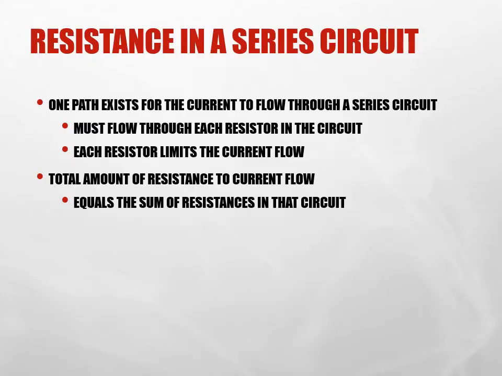Since there is only one path, the electrons must flow through each of the resistors. This limits the flow of the current. Since it has to go through all the resistors, the resistance is equal to the sum of the individual resistances, where the total resistance, RT, is equal to R1 plus R2 and so on, however many resistors there are in a series circuit.